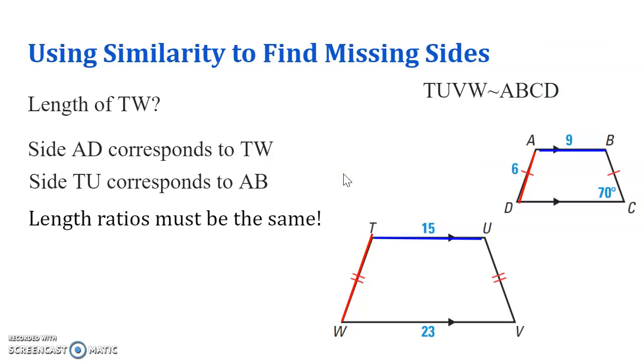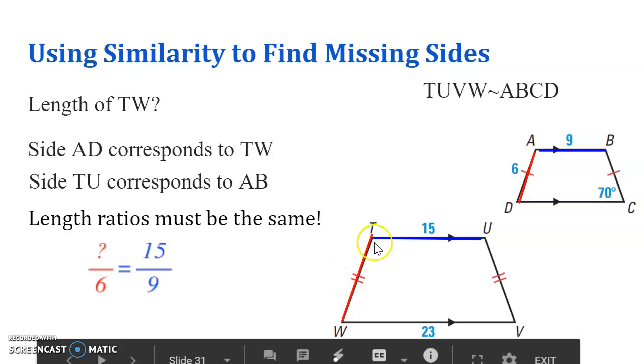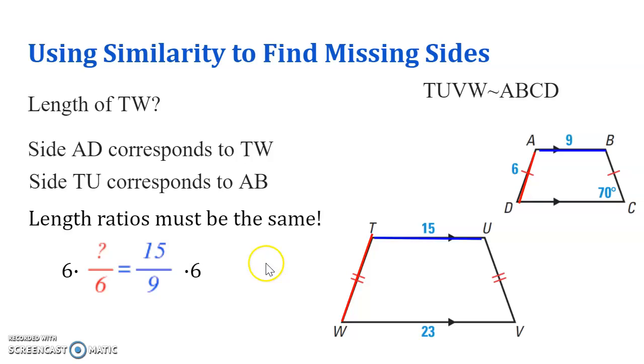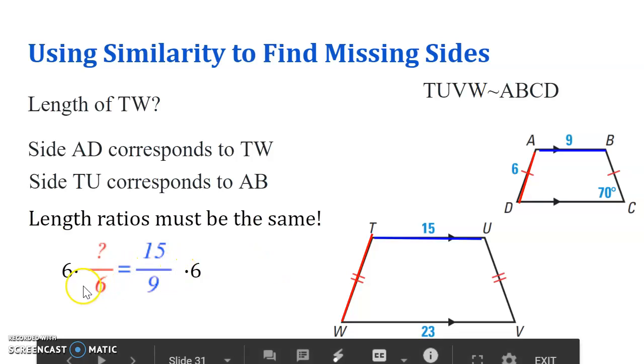So putting the length ratios together, what we're trying to find is TW. We're going to put a question mark here. Divide by 6 is 15 over 9. Match up the ratios together and they have to be the same. So then you can cross multiply or multiply both sides by 6, and you get the question mark to be 10 units.